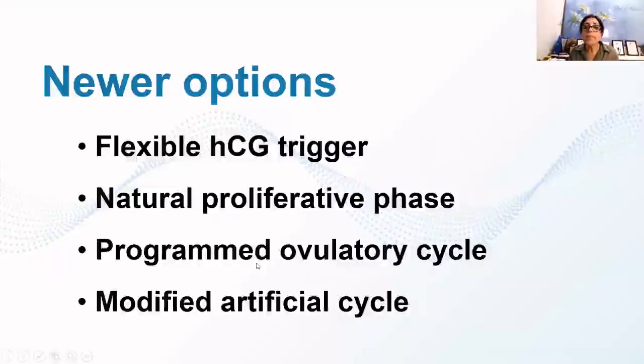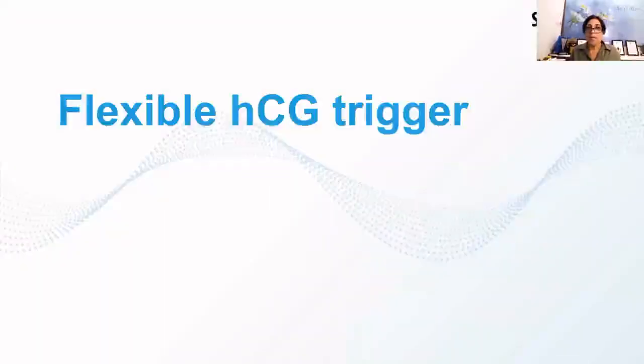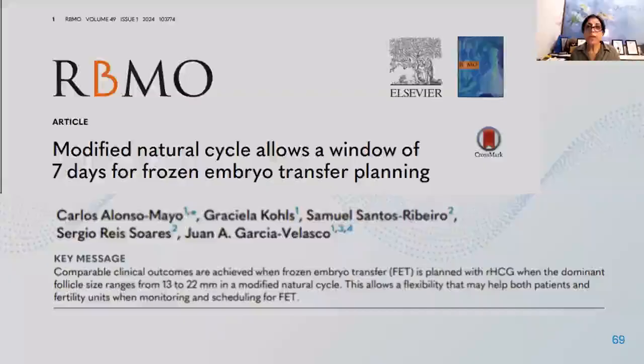The only difference in these two is that in the natural proliferative phase, they have used micronized progesterone 400 BD, and in the programmed ovulatory cycle, they have used dydrogesterone 30 milligram daily. So otherwise, the basic principle which I will be discussing is the same. So now, what is a flexible HCG trigger?